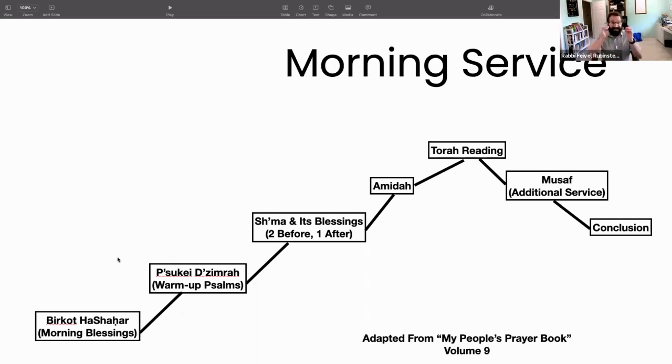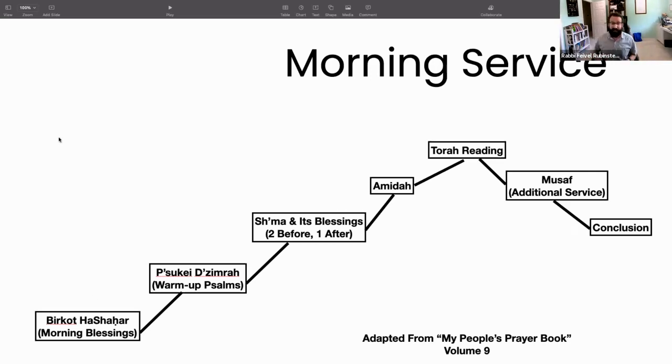So there is a technical distinction between Birkot HaShachar and Psukei de Zimra, one of which being that Psukei de Zimra are actual text. These are scripture. But these words colloquially are very, very interchangeable. People are just referring to the morning stuff, the intro level things.